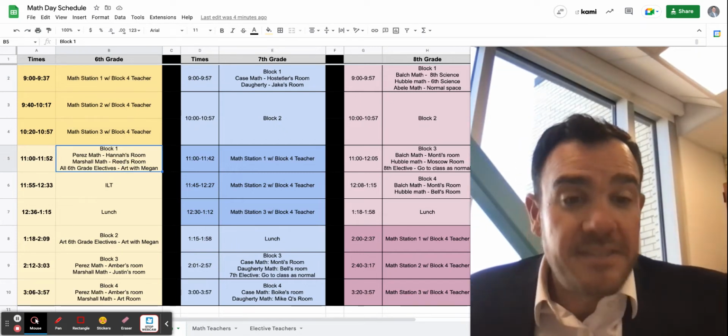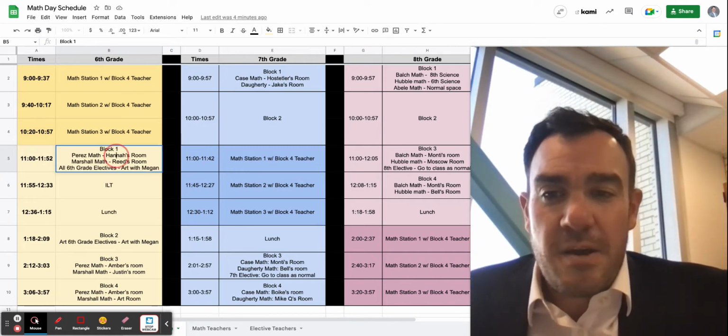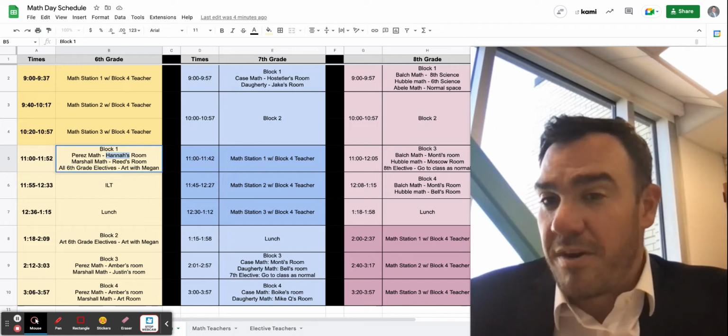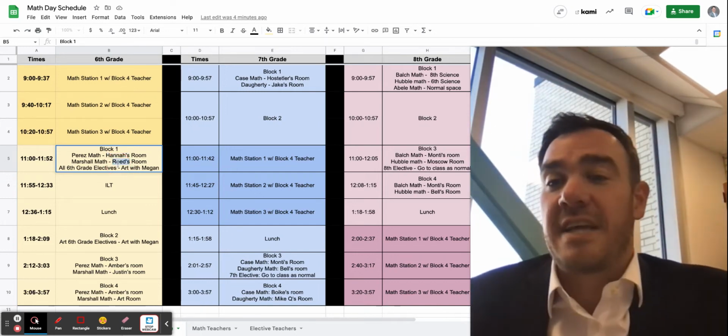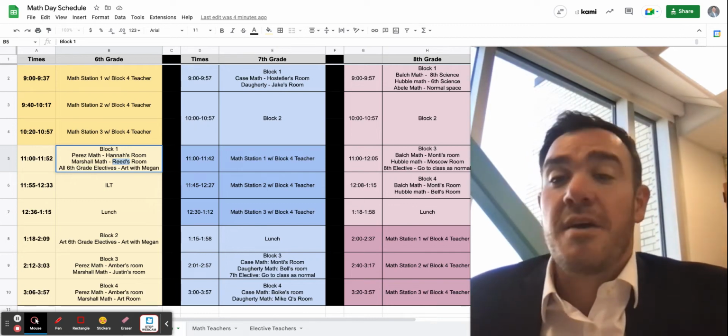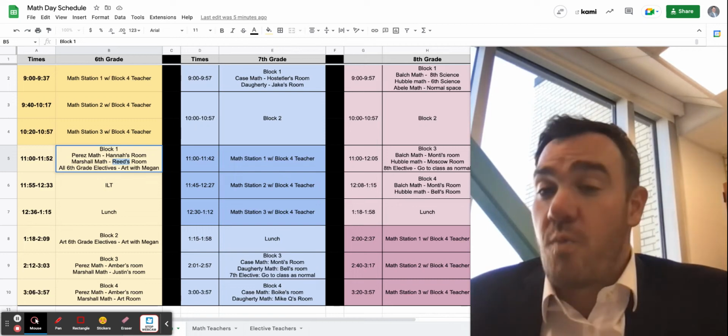Because Mr. Perez and Ms. Marshall's classes are being used for Math Day, you can see we'll have a sign outside Mr. Perez's door that says Block 1 students, go to Miss Hannah's room. We'll have a sign outside of Miss Marshall's door that says Block 1 math students, go to Mr. Reed's room. This is going to show you where to go.